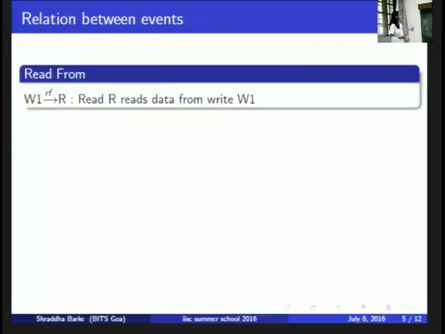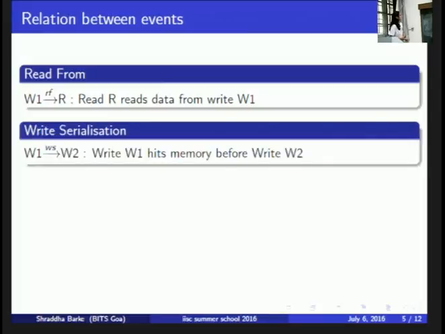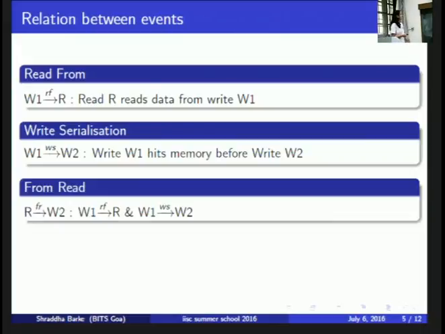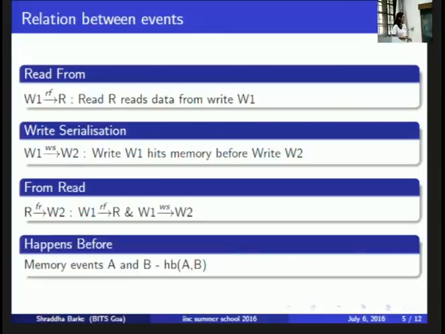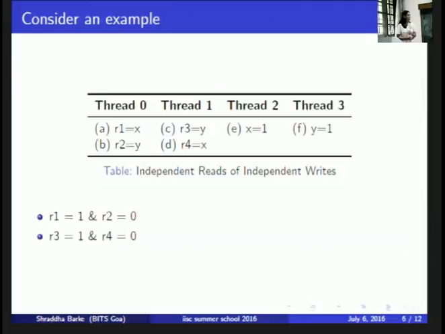These are certain definitions. Read from indicates that the read R is reading data from write W1. In write serialization, if both the writes are to the same location, then W1 is write serialized with W2, meaning W1 happens before W2. And from read is basically a conjunction of read from and write serialization. And happens before is an important relation between memory events A and B, in which if A happens before event B, it indicates that the memory effects of event A, in the thread which is executing event B, are visible to that thread before B has happened.